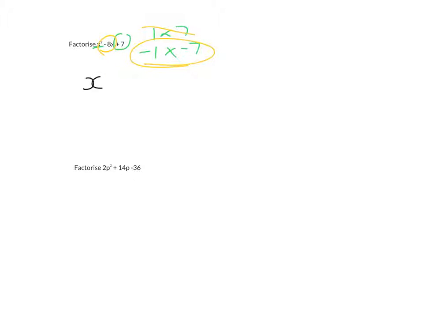So that means that if we're going to be factorising x squared take, that's a pretty dodgy looking 8, isn't it? I'll rub that one out and do that again. Sorry about that.